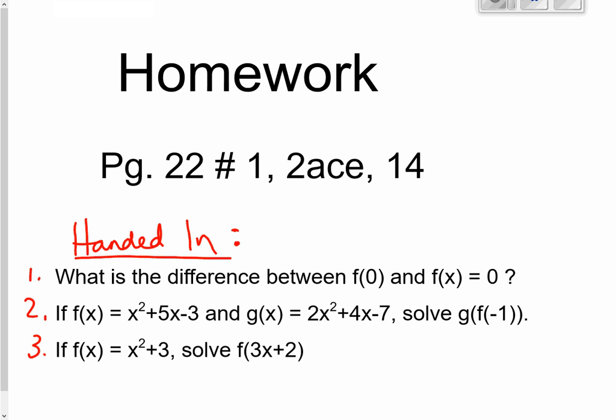What is the difference between f of 0 and f of x equals 0? If f of x equals x squared plus 5x minus 3 and g of x equals 2x squared plus 4x minus 7, solve g of f of negative 1. And then lastly, if f of x equals x squared plus 3, solve f of 3x plus 2. So just a few questions that I would like you to complete and then hand in to me when you are done.